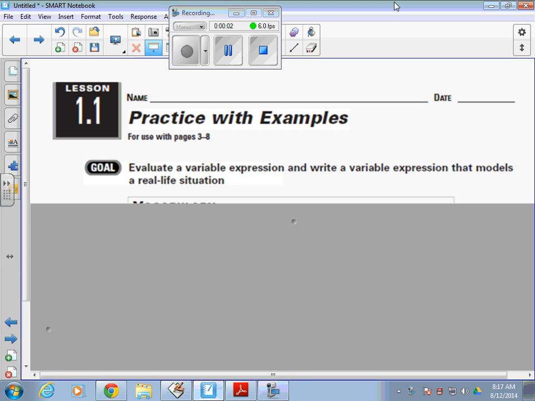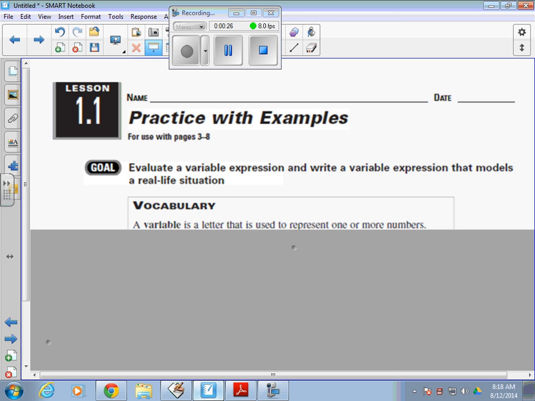Okay, today we're looking at lesson 1.1 for Algebra 1. The practice that we have is our practice with examples sheet. Our goals are to evaluate variable expressions. Remember what variables are? They're just letters or symbols that take the place of numbers or values. We'll define all that very shortly. And we're going to write a variable expression to model a real life situation.